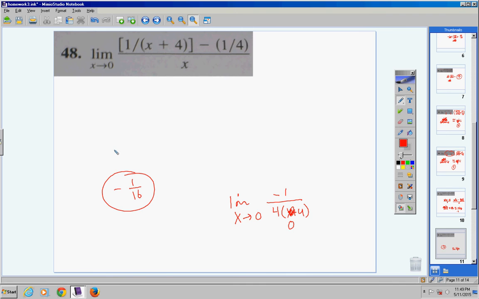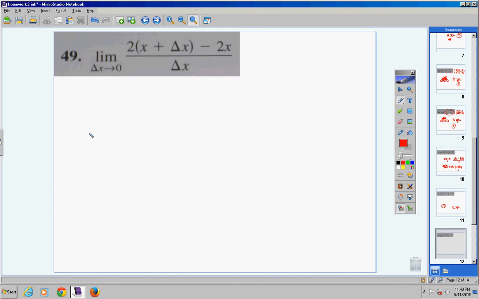Alright, let's continue on. Now the next ones here are going to be a little interesting. Let's see what happens, okay? I'm going to put delta x as delta x approaches 0. So everywhere there's a delta x, I'm going to put a 0. So you put a 0 here, a 0 here. If you simplify, trust me, you'll get 0 over 0. Okay? So we're going to have to simplify this expression up here.